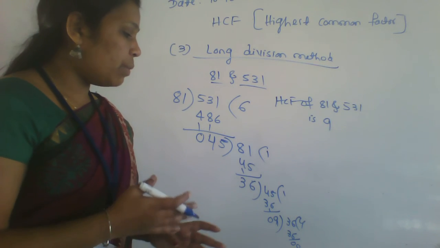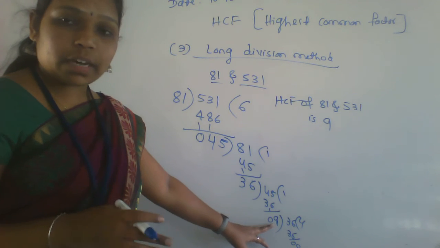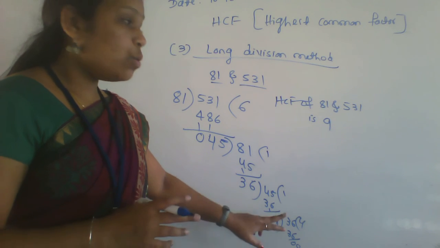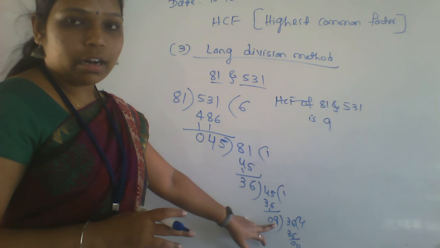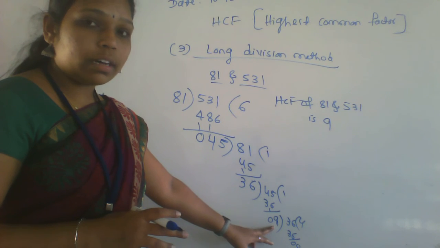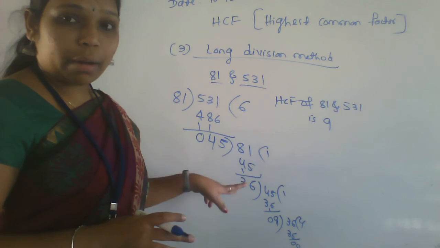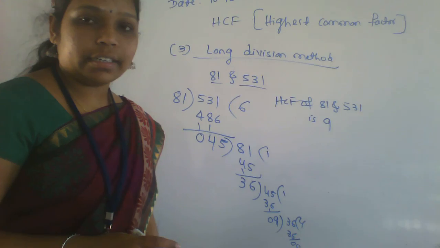In which step you get a remainder of 0, at that step you have to observe the divisor value. Which is the divisor here? 9 is the divisor. So HCF of 81 and 531 is 9 here. Whatever divisor you got in the last step, that is called the HCF of the given two numbers.